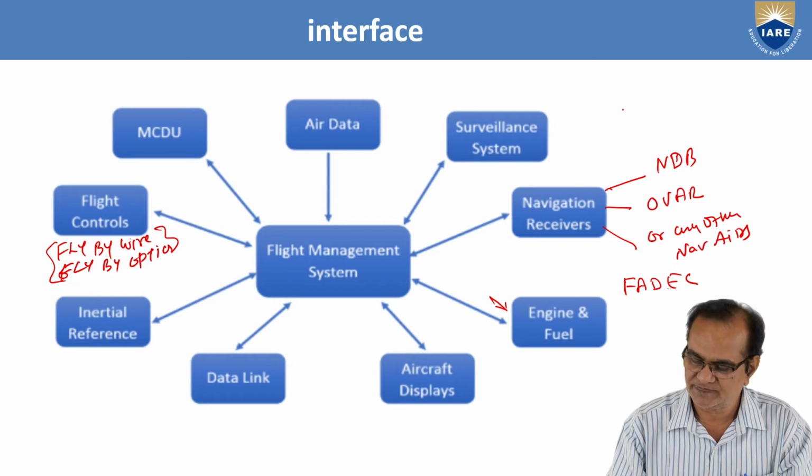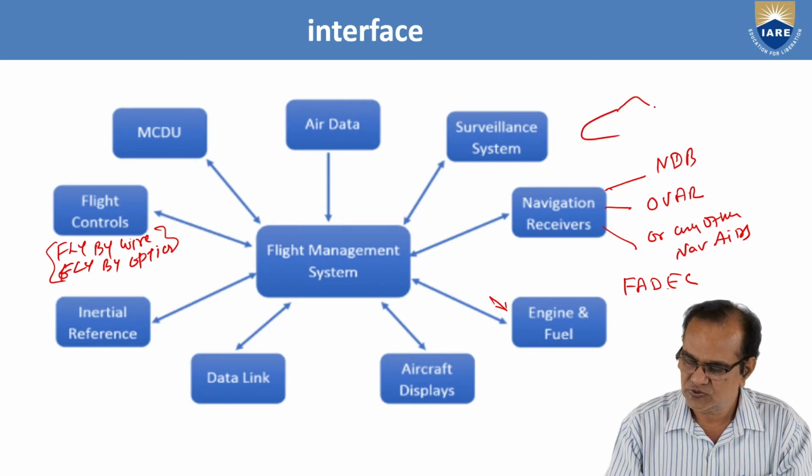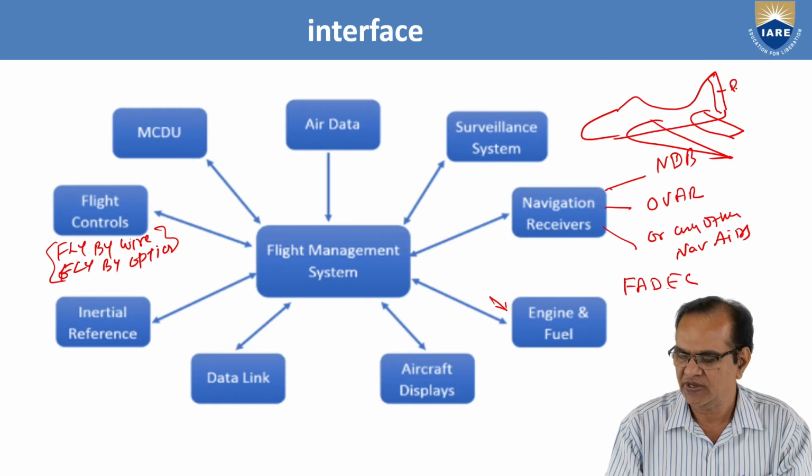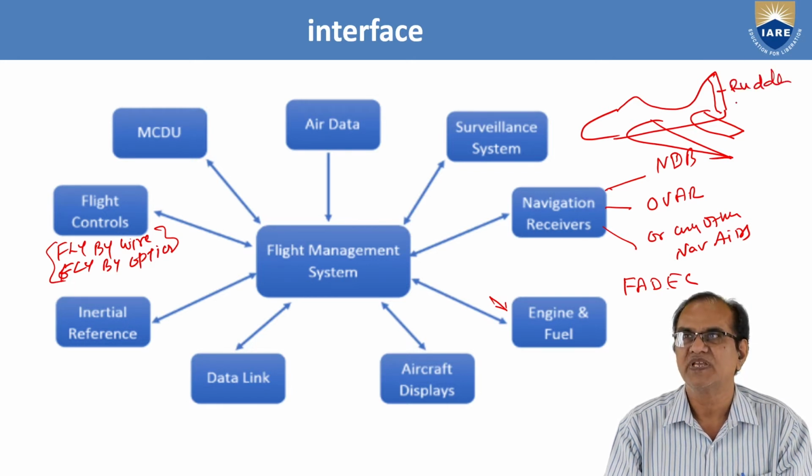I will just show here. It will be nice if I am showing a diagram here. This is the tail, this is the wing, and this is the rudder. So here, this is the rudder. If you see, this is the elevator, and here we have the aileron.